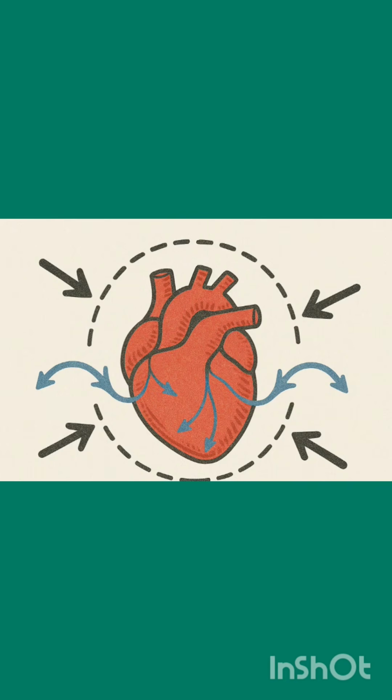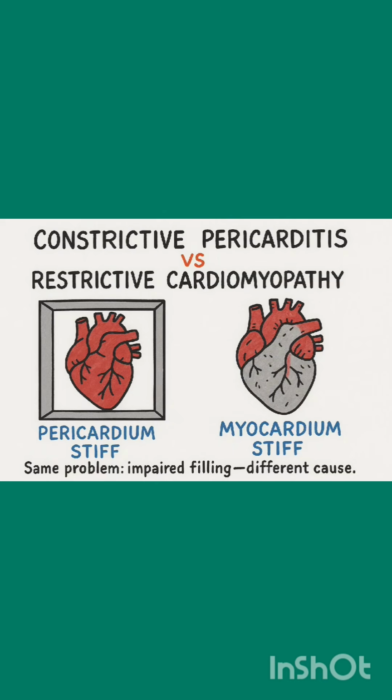Before diving into disease, let us begin with the healthy heart. During diastole, the heart muscle relaxes. Blood flows smoothly from the atria into the ventricles. The outer covering, called the pericardium, is a stretchy sac that moves with the heart's motion, allowing easy filling. Both constrictive pericarditis and restrictive cardiomyopathy cause diastolic dysfunction, but the reasons are different. Diastole is impaired either due to an external shell or due to internal stiffness.